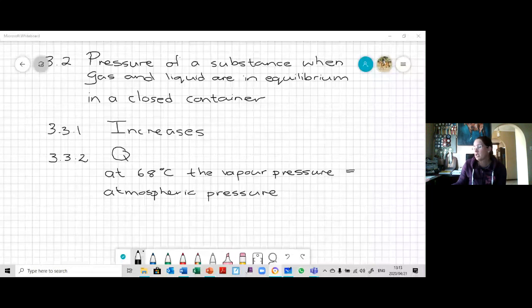What question paper are we doing? 2017, November. Paper 2, question 3.